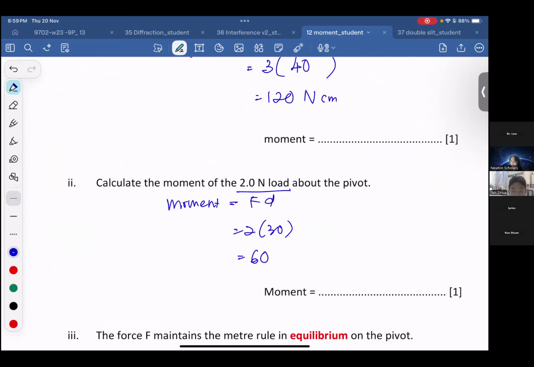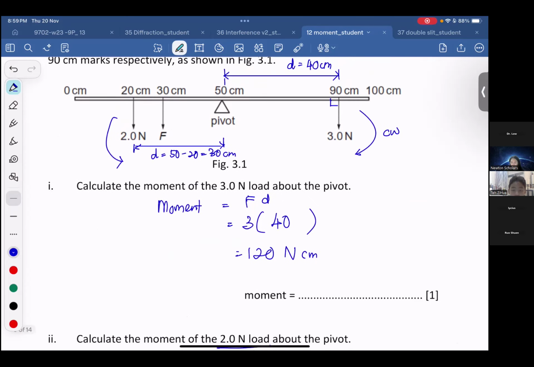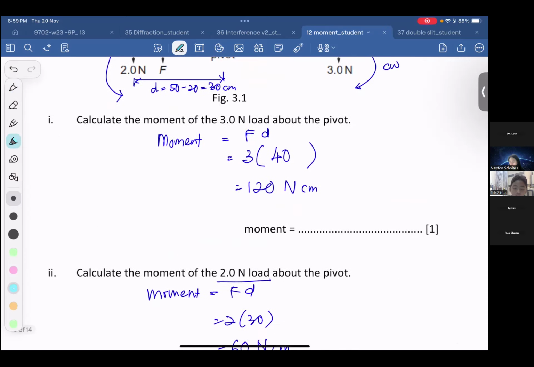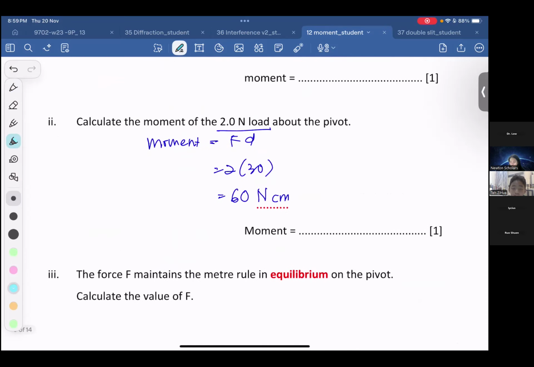Teresa, why do I need to deduct your mark? The unit is Newton cm. Newton meter is wrong, because can you see that we are using cm for the whole question? It should be 60 Newton cm. Crystal, wrong. The unit is wrong, dear. So you will lose the mark.